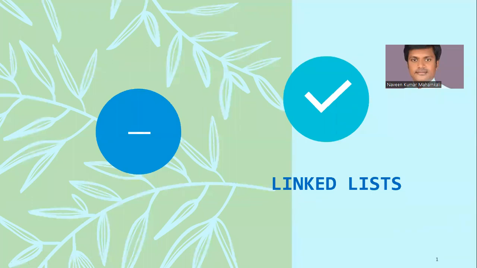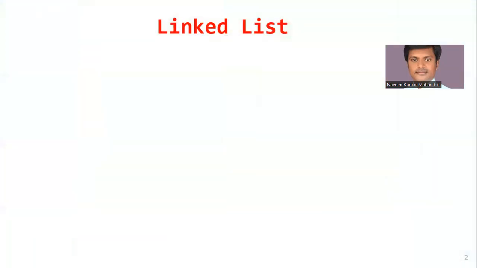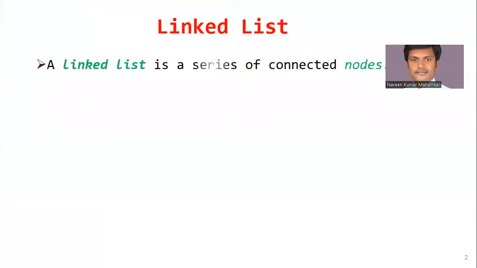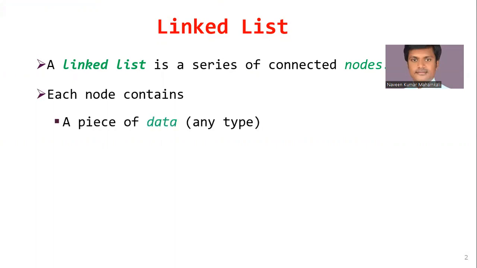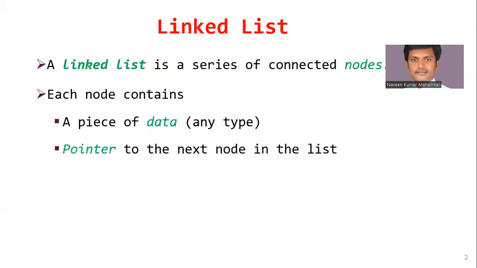Today we will discuss linked lists. A linked list can be defined as a series of connected nodes. Here, each node contains a piece of data, which may be of any type, and a pointer that always points to the next node in the list.